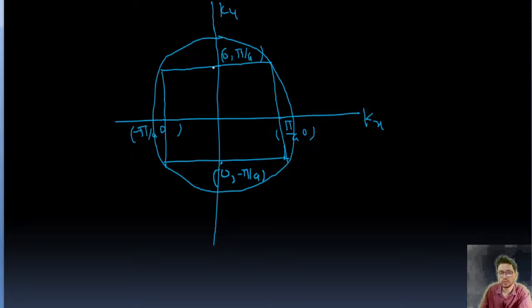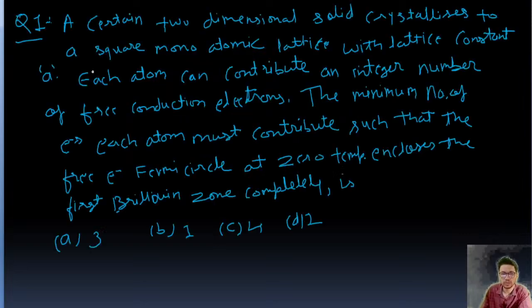And what do we need to find? This is the Fermi circle at zero temperature. We need to find the minimum number of electrons that must be contributed. This is the question, right? The minimum number of electrons each atom must contribute such that the free electron Fermi circle at zero temperature encloses the first Brillouin zone completely.